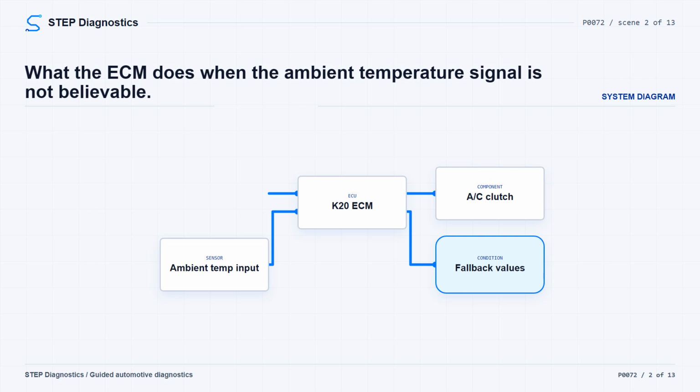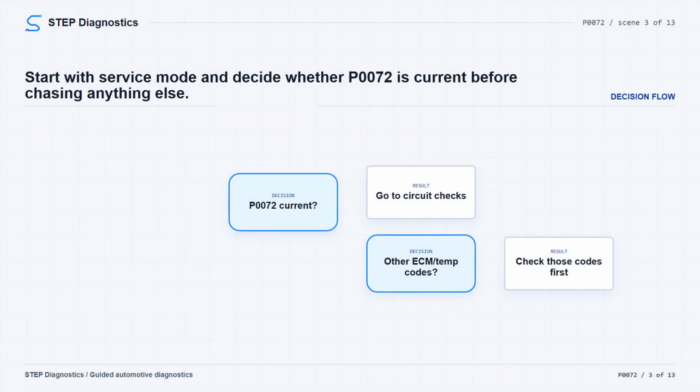When this fault is active, the air conditioning compressor clutch is disabled, and the control module uses default replacement values. If the scan tool has an ECM ambient air temperature calculation reset function, using it can help the displayed temperature update more quickly. Turn the ignition on with the vehicle in service mode.